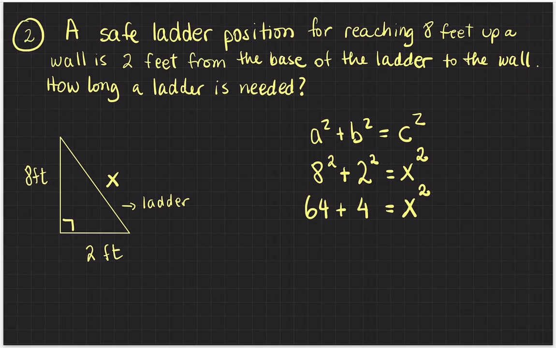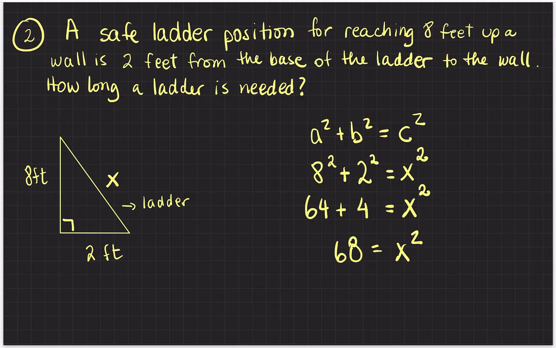64 plus 4, that's 68, is equal to X squared. So I don't want to know what X squared is equal to. I want to know what X is equal to, which means I need to get rid of this power of 2.